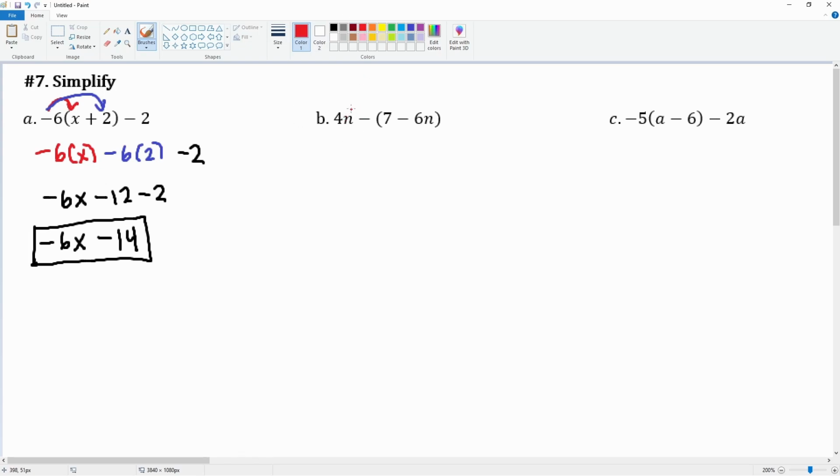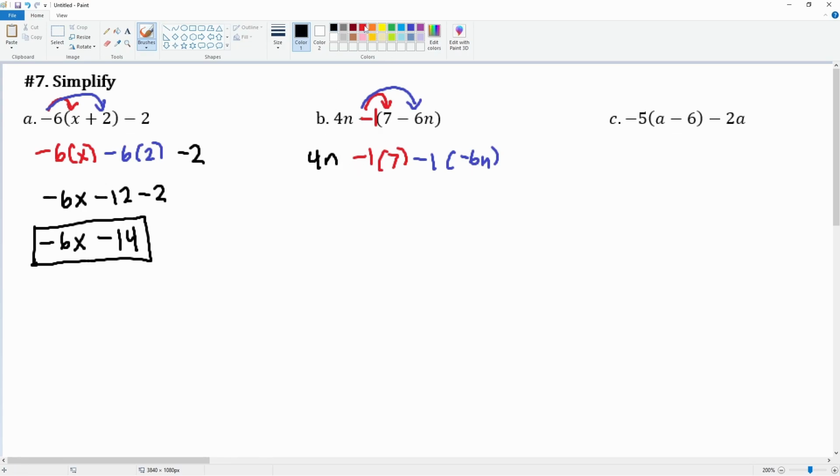Let's distribute here. Do we distribute that 4n? No. We want to see what is in front of the parentheses, which is a negative 1. That negative 1 is going to be distributed to the 7. And then the negative 1 is going to be distributed to the negative 6n. Bring down that 4n in front.